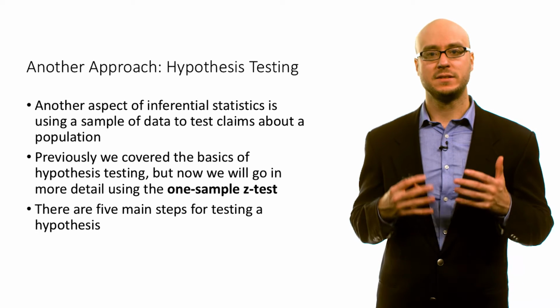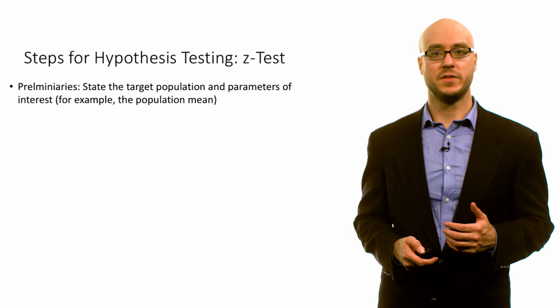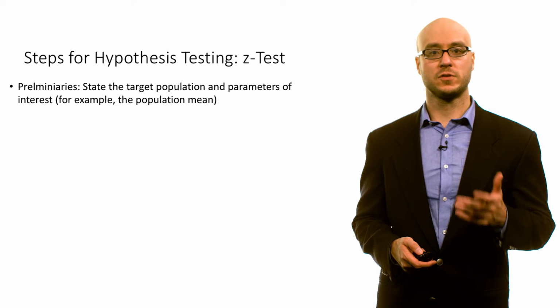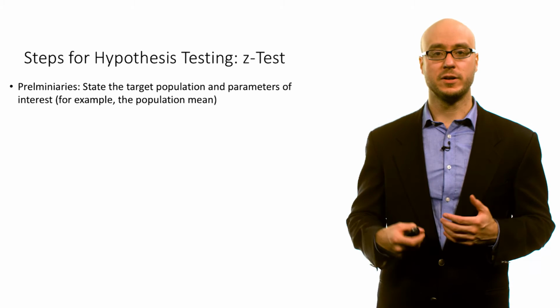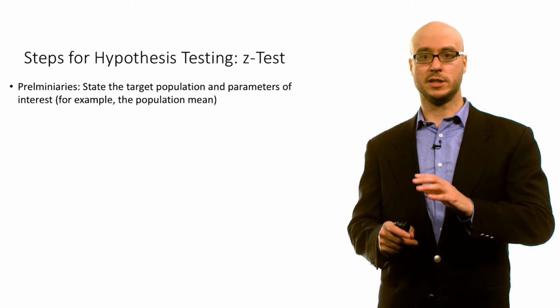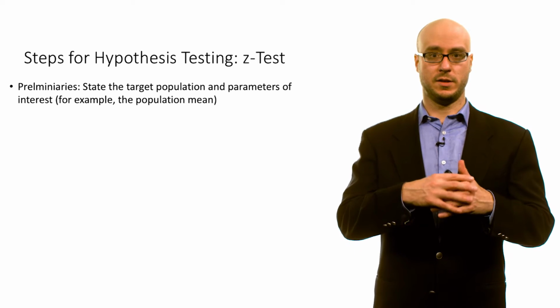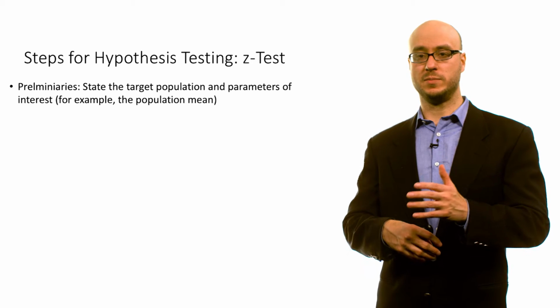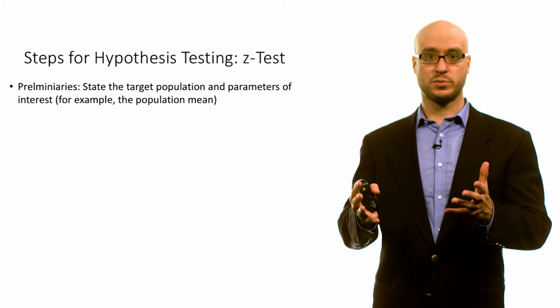There are 5 main steps for testing a hypothesis. First of all, as preliminaries, you should state the target population. So are you interested in generalizing to the population of the United States, or maybe all beers brewed in a particular week? State your target population. And then you should state your parameters of interest. So are you actually interested in the population mean?